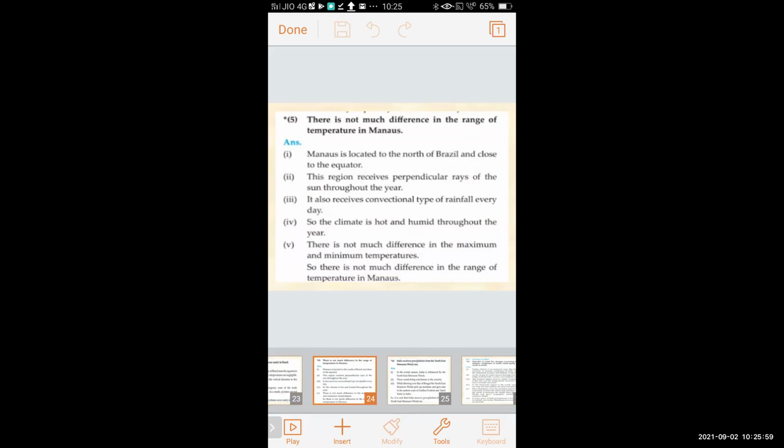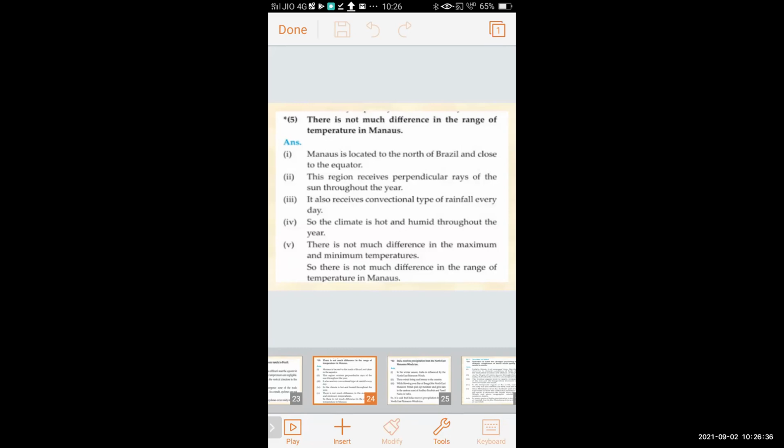Now the next key reason: there is not much difference in the range of temperature in Manaus. Manaus is located to the north of Brazil and close to the equator.